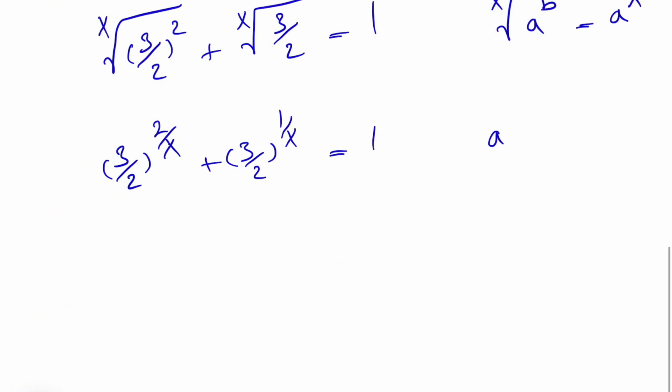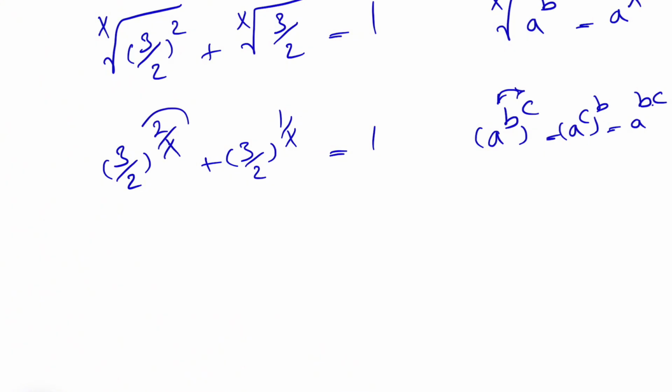From the laws of the exponent, when we have a to the b to the c, we can switch these two. It will be the same as a to the c to the b, and both of them are equal to a to the power of b times c. So now we have b times c, 2 over x, which is 2 times 1 over x.